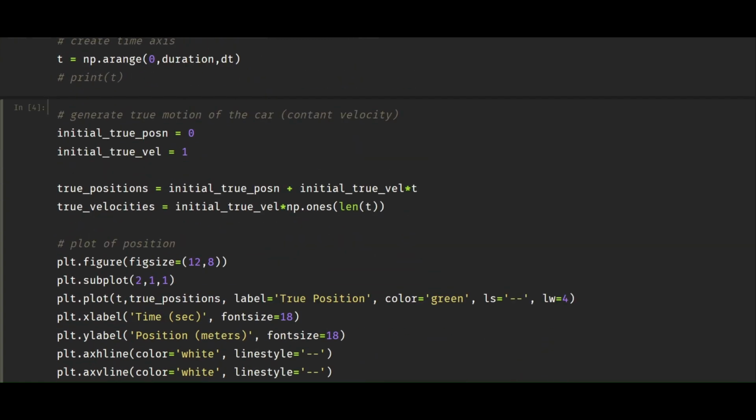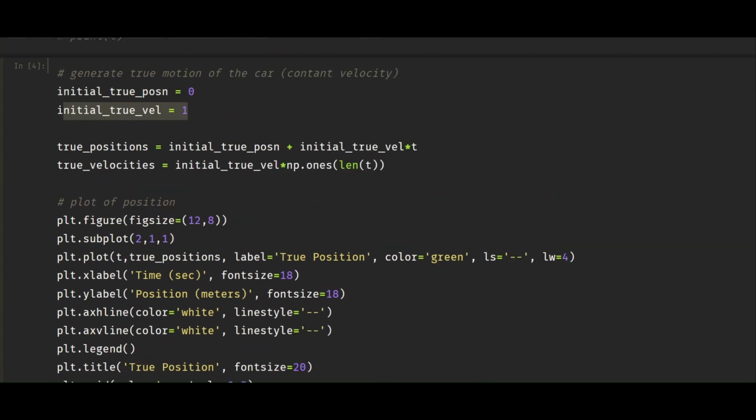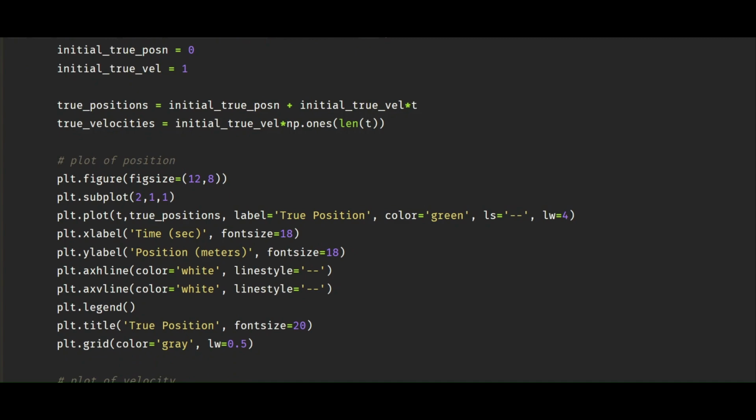Okay. So now I will simulate the true motion of the car, that is car moving at a constant velocity. We will assume that the car starts at position 0 and moves at a constant velocity of 1 meter per second. And I use basic equations of motion here, that is the true position of the car is nothing but the initial position of the car plus the initial true velocity multiplied by the time axis. This is the basic equation of motion. And since our velocity is constant, I'm just going to be copying this 1 throughout the time axis. So that is the true velocity. Let me just run this code.